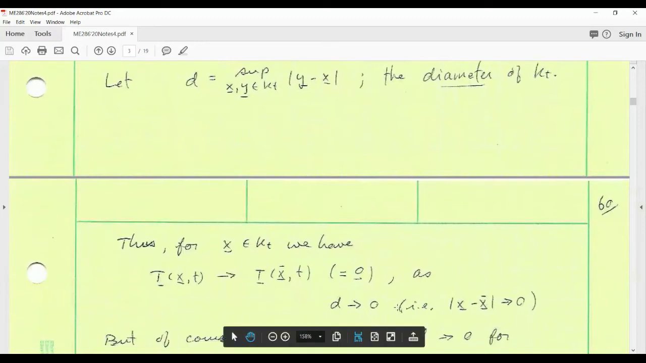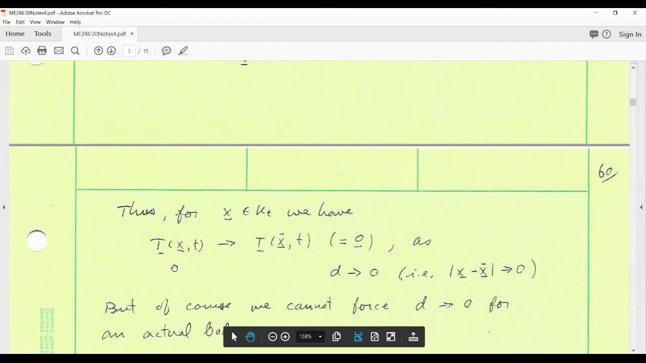Okay, if we were able to make our body arbitrarily small, in other words, make its diameter go to 0, then that means every point in the body would get closer and closer to every other point in the body. In particular, every point would get arbitrarily close to the position x bar where the stress is 0. So if we could make the body arbitrarily small, we would then force the local stress to approach 0 everywhere in the body.